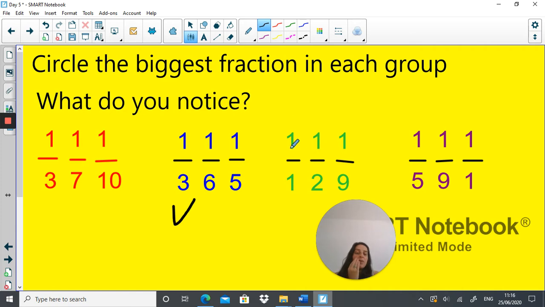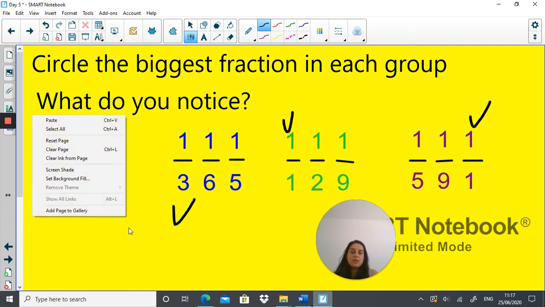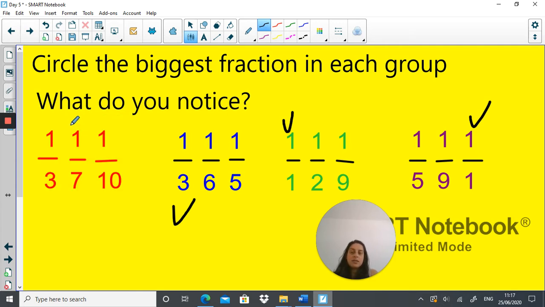Now this one's a bit of a trick one because 1/1 is not a fraction. It refers to a whole. This is the bigger one. And in this group, the biggest fraction is 1/1 because it's a whole. Now, what do you notice about the biggest fraction in those groups? What do they all have in common? I think you'll agree that in all of these, the biggest fraction has the smallest denominator. That means the whole is divided into fewer pieces, so each piece will be bigger in comparison to the other fractions. Good job.